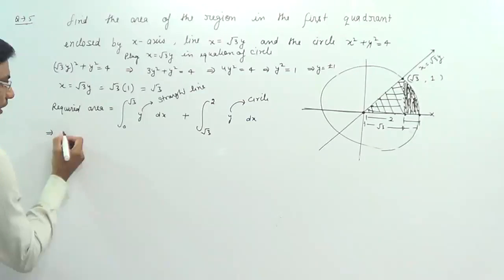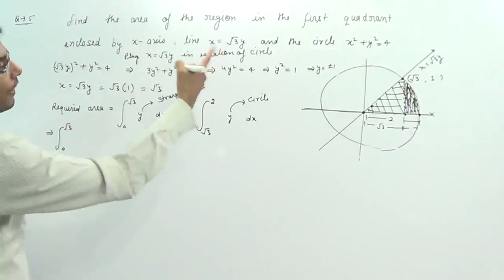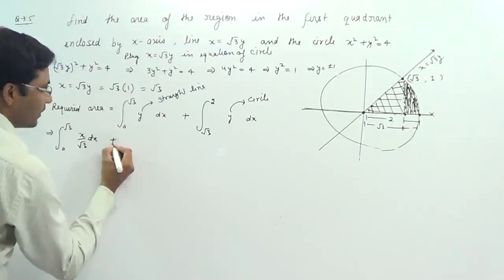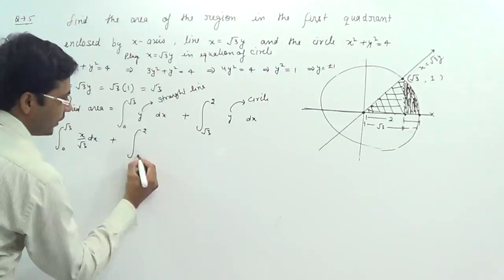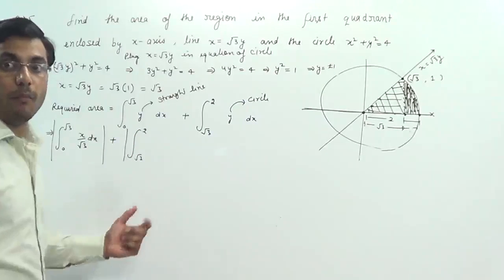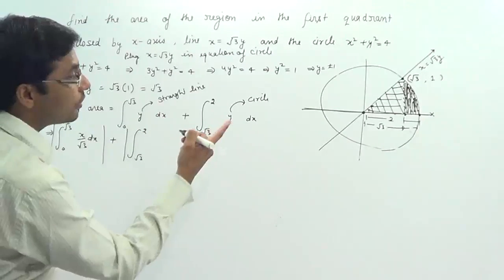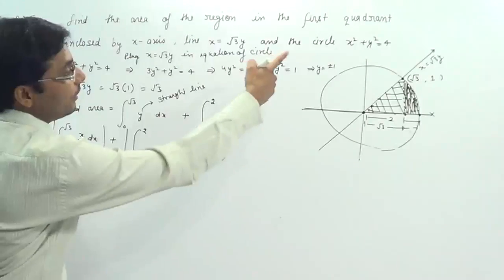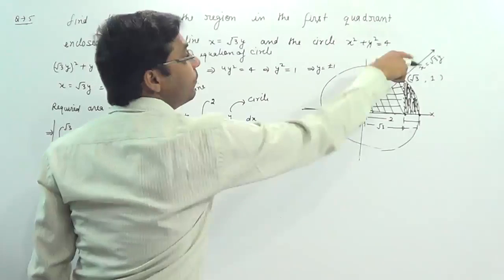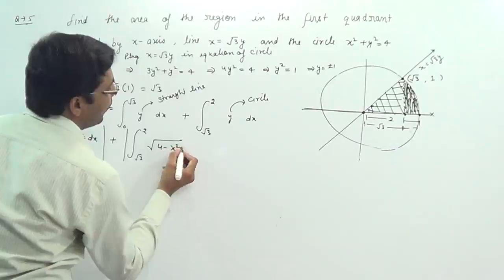Now plug the values, 0 to √3, y. What is the value of y in the straight line? y will be x/√3, dx, plus the integral from √3 to 2. And area cannot be negative, so write it in the symbol of the modulus function. So I have used this modulus sign. What is the value of y for the circle? If we calculate the value of y from this equation, we will get y² = 4 − x², and y will equal √(4 − x²), dx.